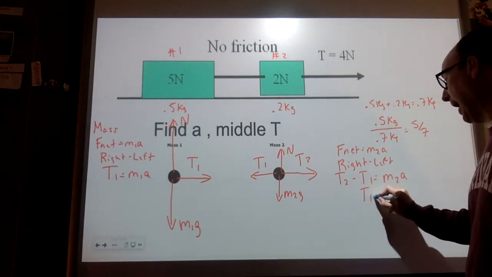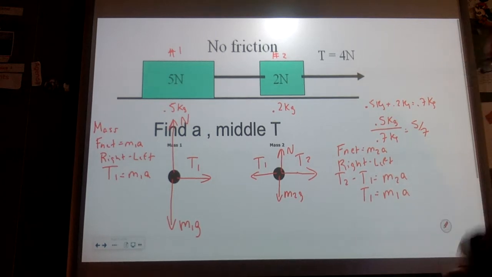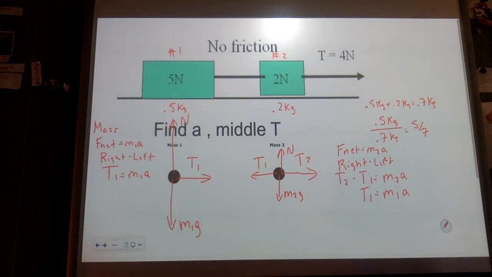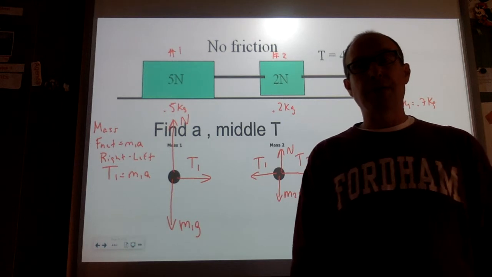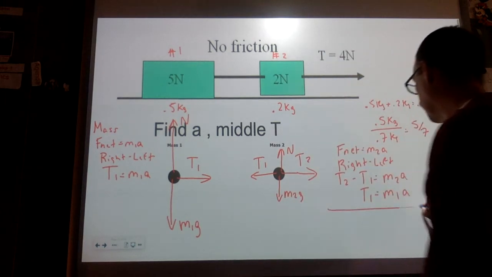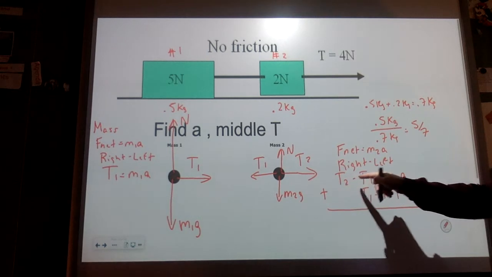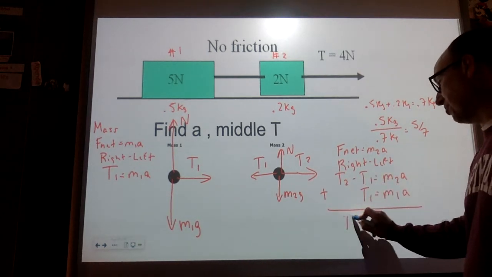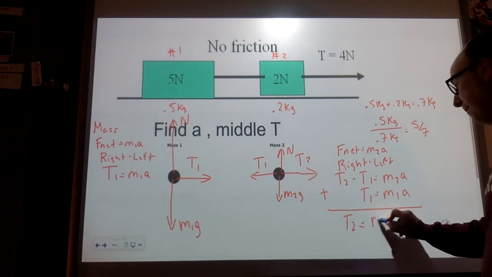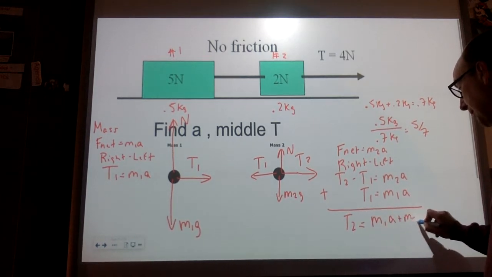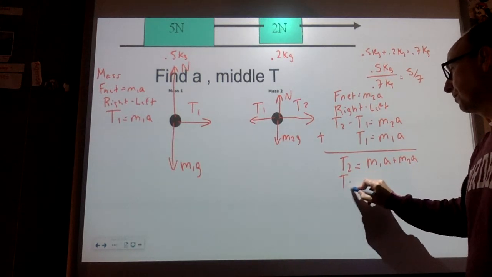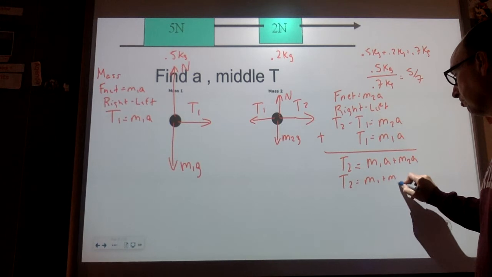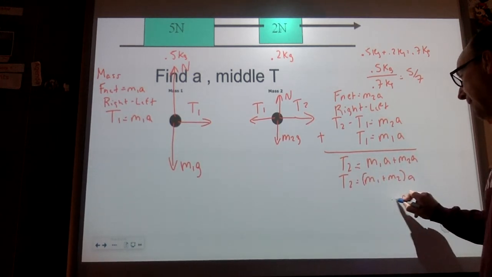If you look at the equations on top of each other, you could see that one of them has a positive T1 and one has a negative T1. So if I add these two together, T1 is going to disappear. So I have T2 minus T1 plus T1, which is just T2. And I have m1a plus m2a. I can factor out an a, and then divide by the masses together.